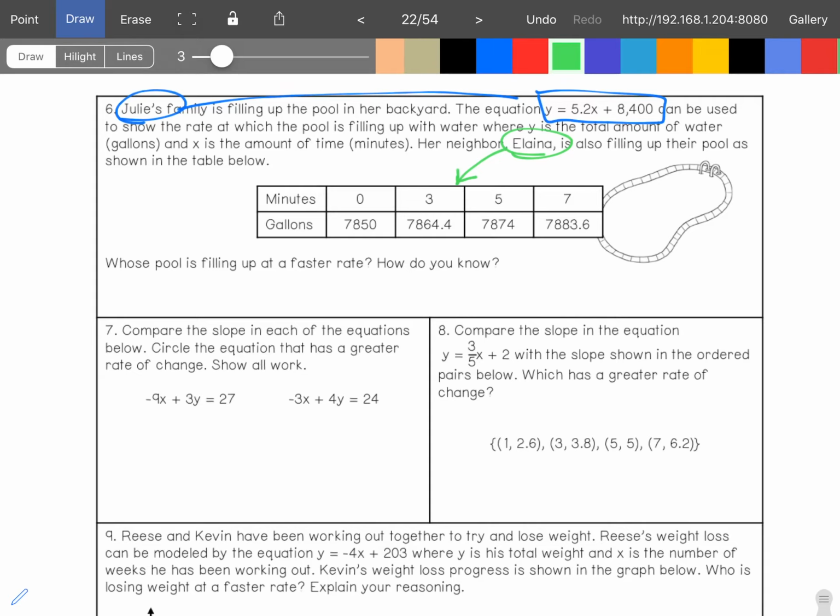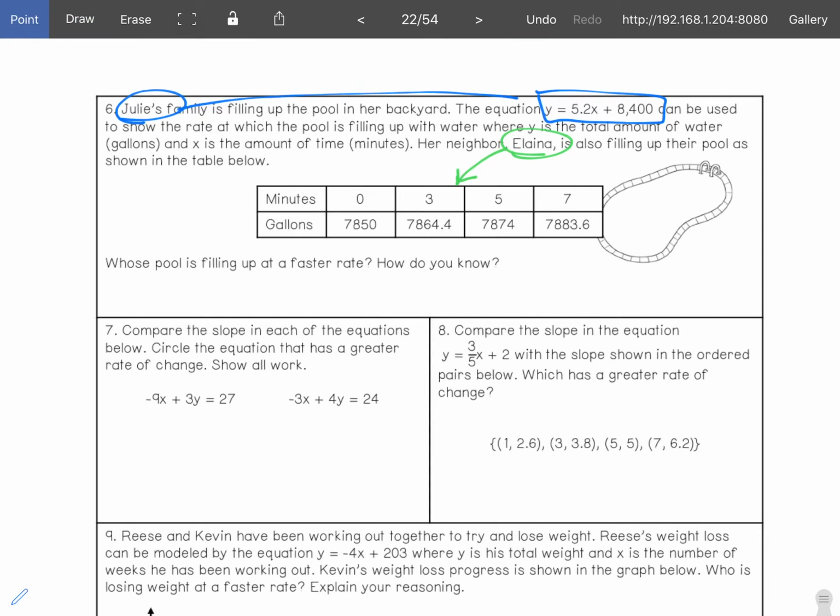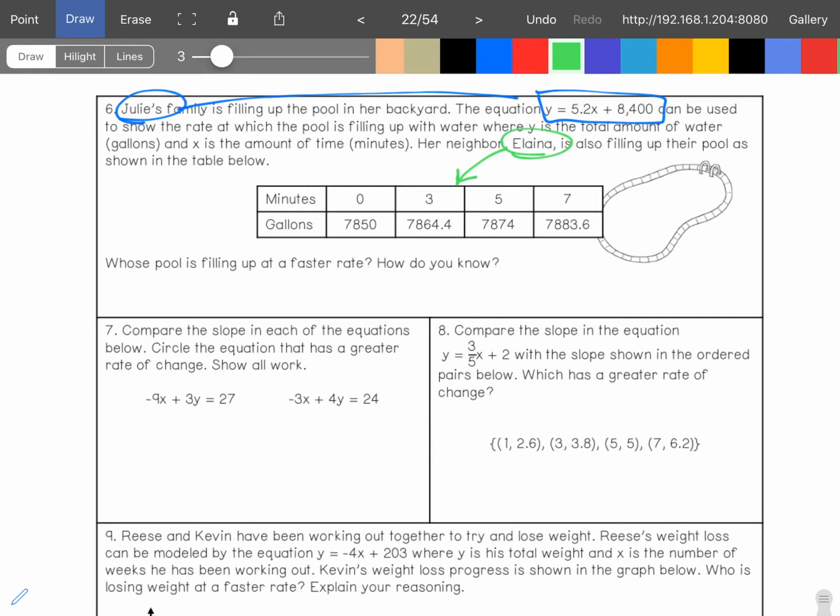Whose pool is filling up at a faster rate? Well, we know if we look at Julie, her rate is 5.2 because we know that that's the slope, and slope is always right there in front of the x when this is in slope-intercept form. But for Elena, we're going to need to pick two ordered pairs. And I'm going to pick these two. So then we're going to do 7,874 minus 7,850 divided by 5 minus 0. So that's going to give us 24 divided by 5, which is 4.8.